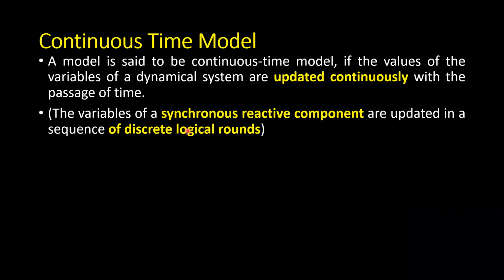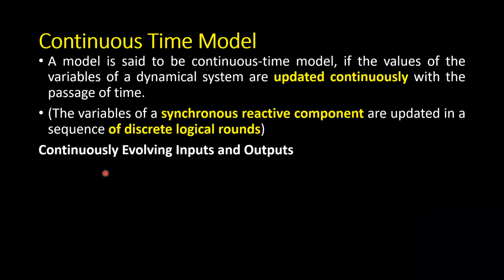Let us recall that a synchronous reactive component has some variables. Those variables are updated in discrete logical rounds instead of continuous updates. So that is the difference between our synchronous reactive components and our continuous time model. Here the variables are updated continuously, whereas in synchronous components our variables are updated only at discrete logical rounds.